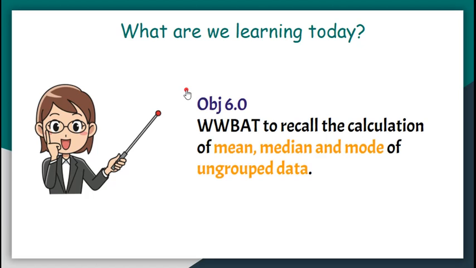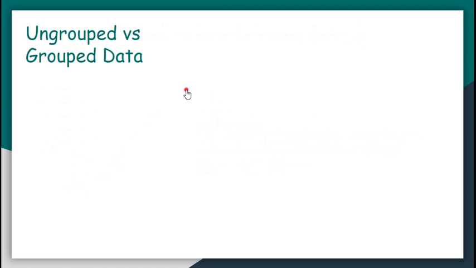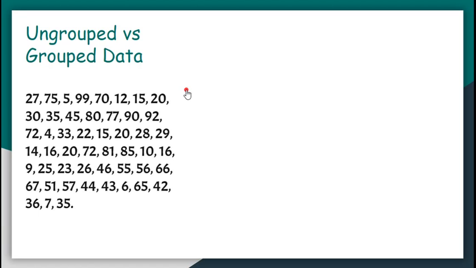The first objective, which is objective 6.0, is we will be able to recall the calculation of mean, median and mode for ungrouped data. Let's start this topic by first understanding the difference between grouped and ungrouped data. Let's look at this data, which is marks of the students calculated in one of the math tests which happened in class, out of 100.